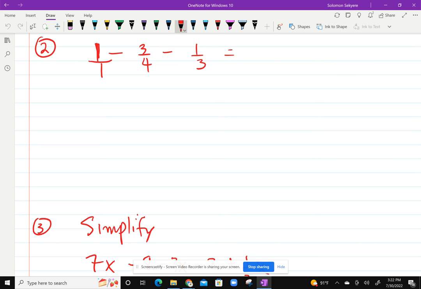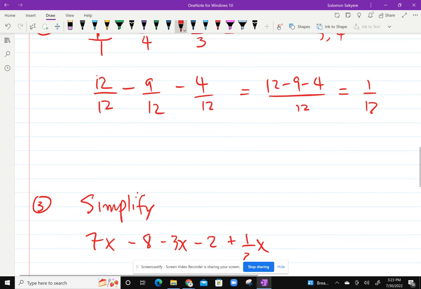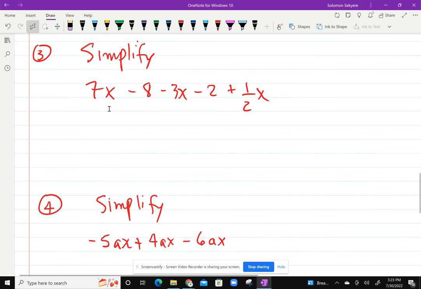The same. The LCM of 3 and 4 is 12. So this is 12 twelfths minus 9 twelfths minus 4 twelfths. It's 12 minus 9 minus 4 all over 12. What is that? 1/12. You're done. Okay, here you have another one, right?